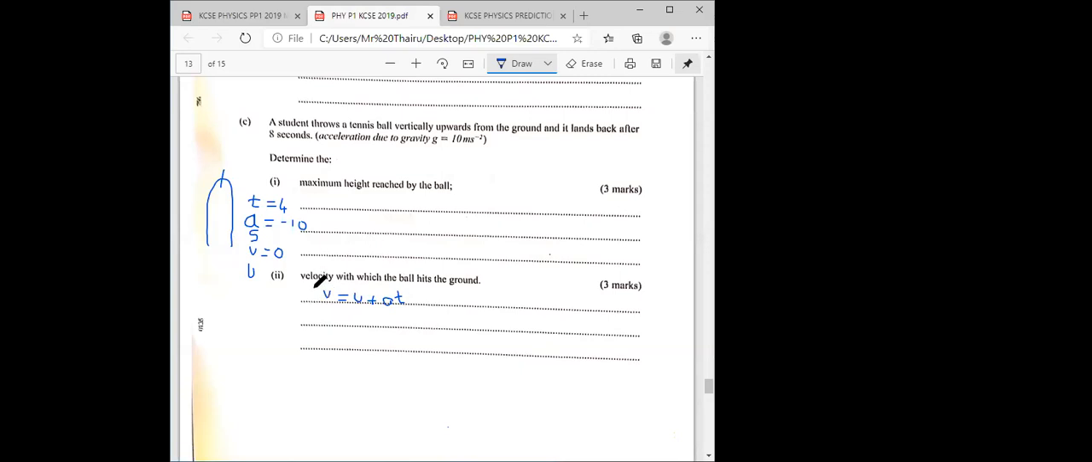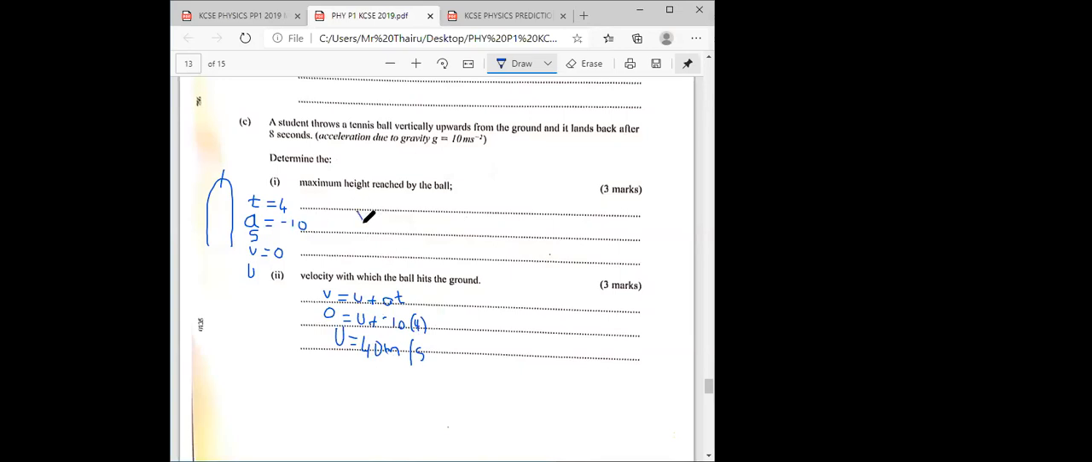So V is 0, equal to U, which we don't know, plus A, which is -10, multiplied by T, which is 4. This is -10 times 4, which is -40. Take it to the other side, then it implies that our U is equal to 40 meters per second. So having gotten this, Roman 2, we now take this 40 meters per second and substitute it here.